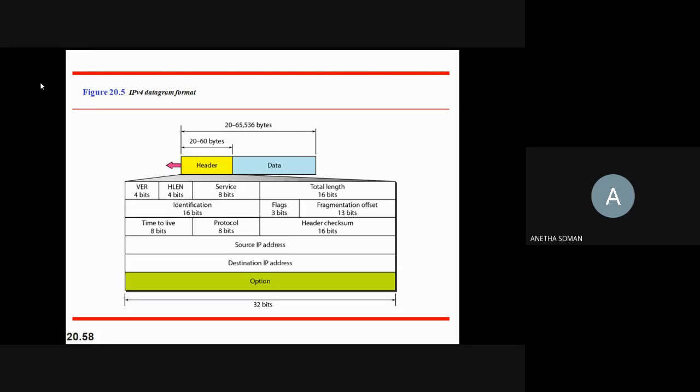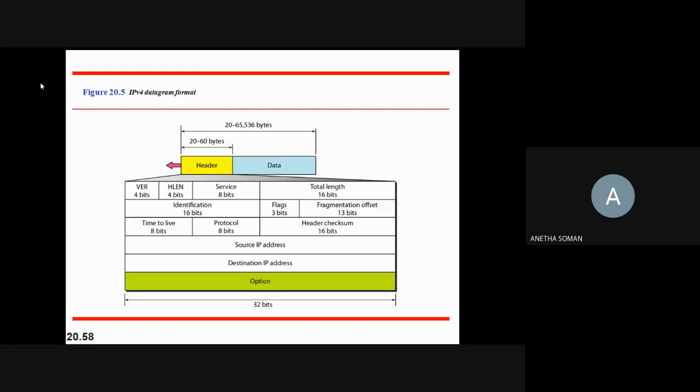Okay. Now, the second field is called the header length field. This is also a 4-bit field. What it defines is the total length of the datagram header.